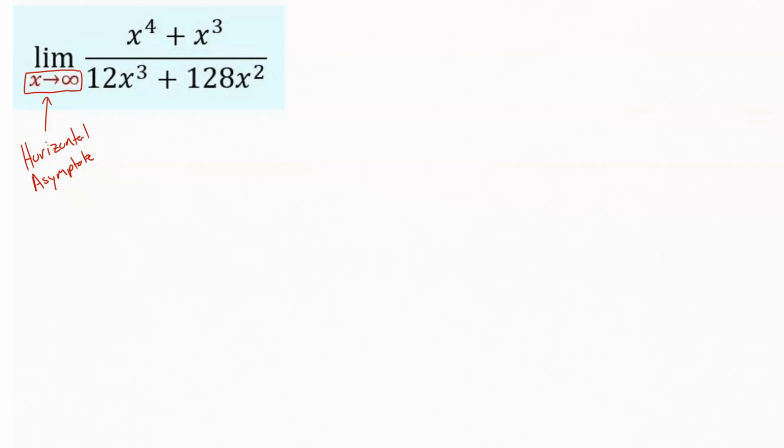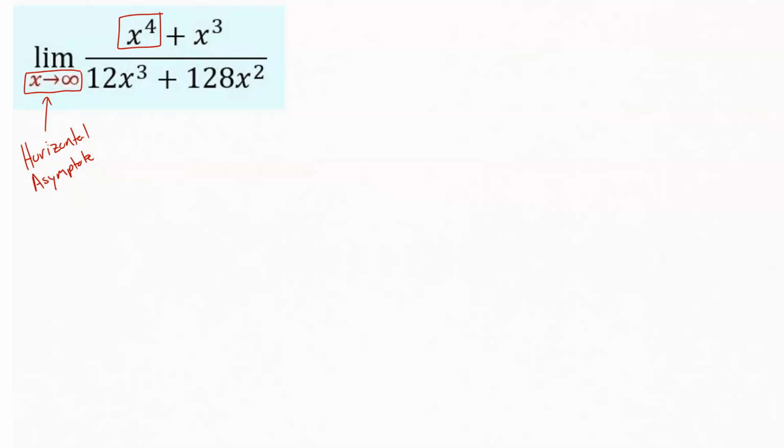Whenever you just need to find the answer real quick, what you want to do is find what's called the leading behavior on the top and the bottom of the graph. The leading behavior is better known as the highest power of x. So if I look at this equation right here, I can see that on the top, the highest power of x is x to the fourth.